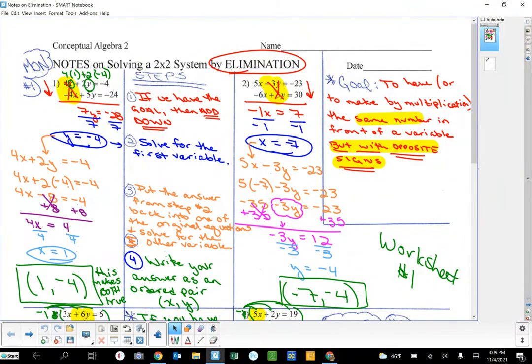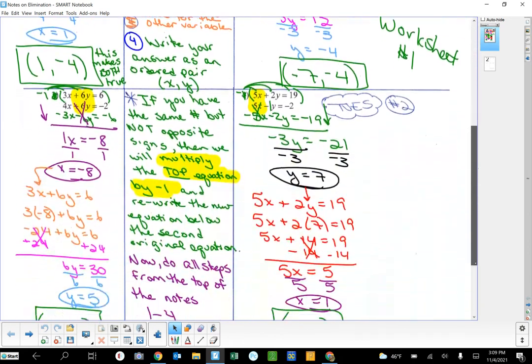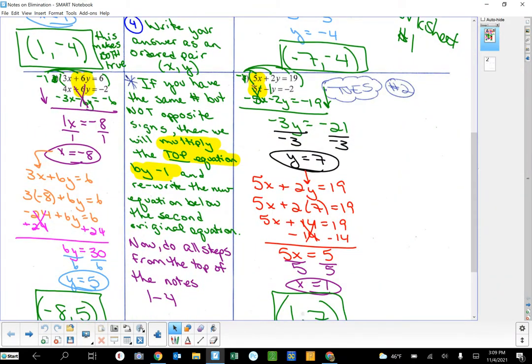All right, so we're going to do day 3 of these notes on elimination. Just as a reminder, on the first day we had numbers that had the same value, for example the 3's here, but they already had opposite signs. On day 2, we had numbers that were identical but did not have opposite signs. So our goal was to multiply the top equation by a -1, which you can see in the green here, and we changed the sign.